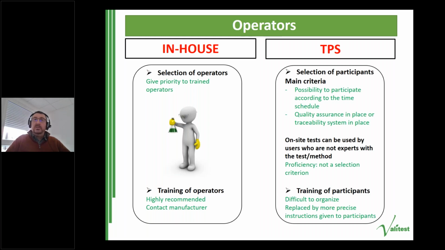In the case of the TPS, the equivalent of the selection of operators is the selection of participants, where the main criteria considered should be the possibility to participate according to the time schedule of the TPS, and a quality assurance or a traceability system in place. And because the on-site test can be used by users who are not experts with the test or the method, the proficiency of the users was not a selection criterion for the on-site test. Of course, you can also imagine training the participants, but it's much more difficult to organize. You can replace it by giving more precise instructions to the participants.